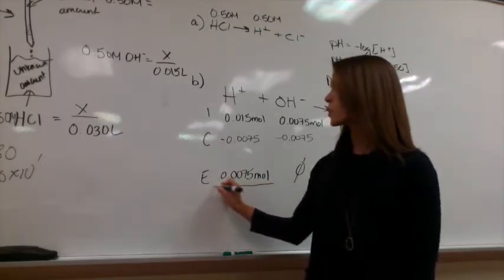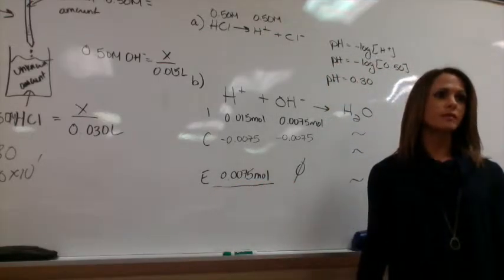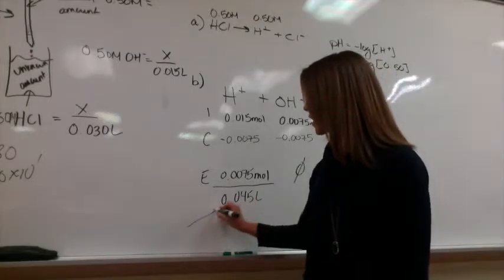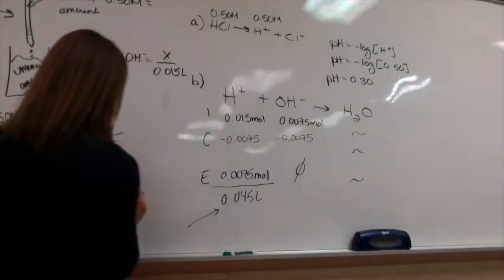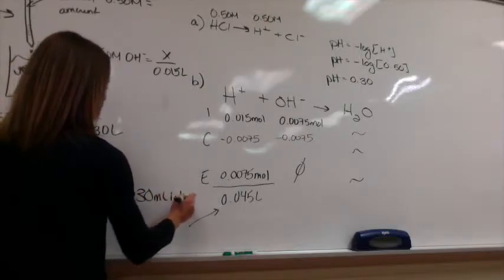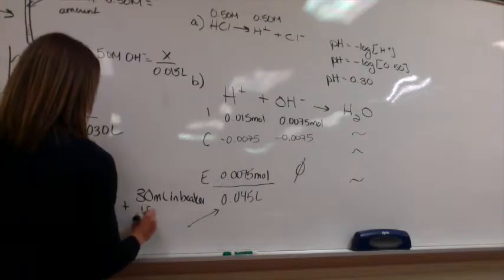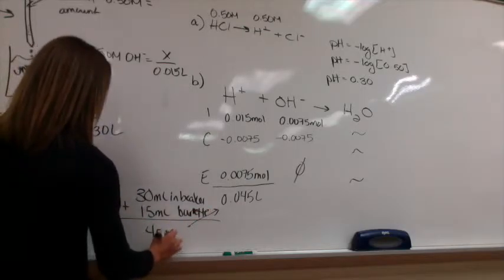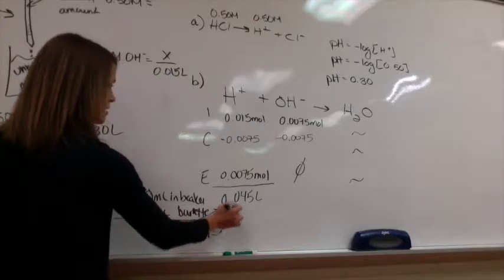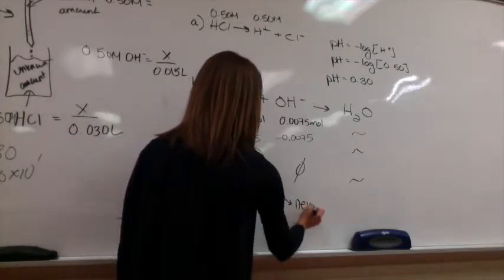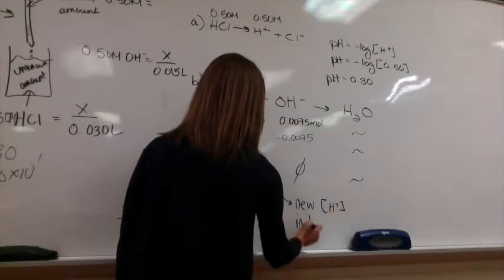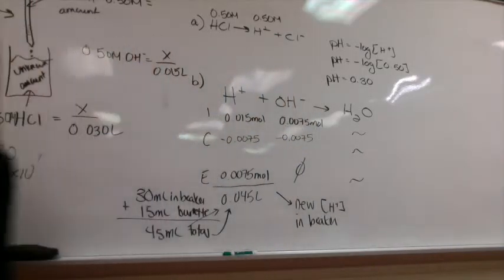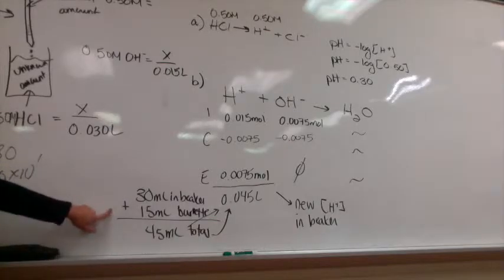All right, we can't take H plus concentration from moles. We have to divide this by the total volume. So what is your total volume now? 45 milliliters, so 0.045 liters. So this volume came from, I guess I'll have to write it over here, our 30 milliliters in the beaker plus the 15 milliliters from the burette. And I add it up and I get 45 milliliters total now in the beaker. So this is that volume that goes there, and this gives me my new H plus concentration in the beaker. And I need the new H plus concentration because that's going to change my pH. Can you see it? It says 30 milliliters in the beaker plus 15 milliliters in the burette.